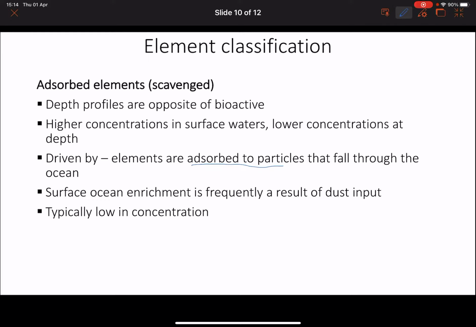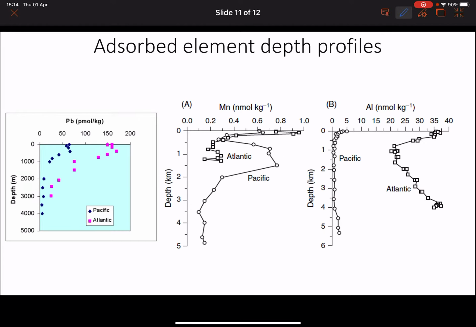These adsorbed elements are also typically quite low in concentration. So if you look here, these are some example profiles. On the left, we've got lead. You can see higher in the surface waters, and then the concentrations go down with depth. And it's also the reverse, in that you have higher concentrations in the Atlantic than in the Pacific.